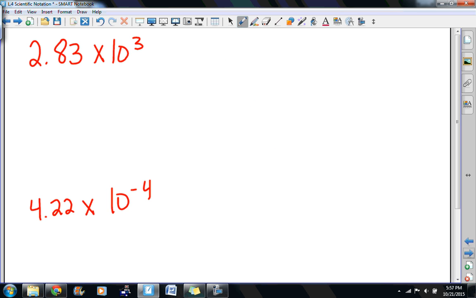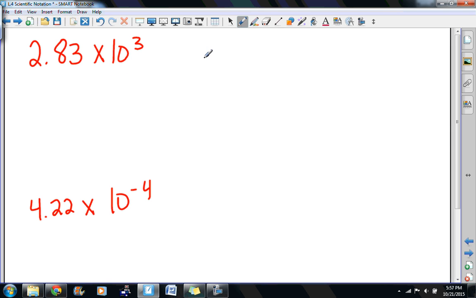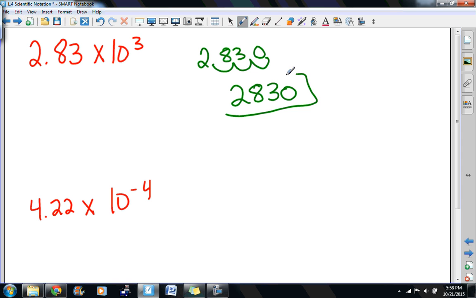So let's look at a couple examples here. 2.83 times 10 to the 3rd. So in this example, we would take our 2.83. Positive exponent means we move it to the right 3 times. And our number is this: 2,830. Now, down here on the bottom, we have the same idea, except now we have a negative exponent.